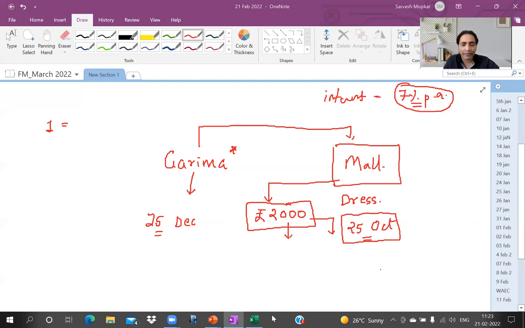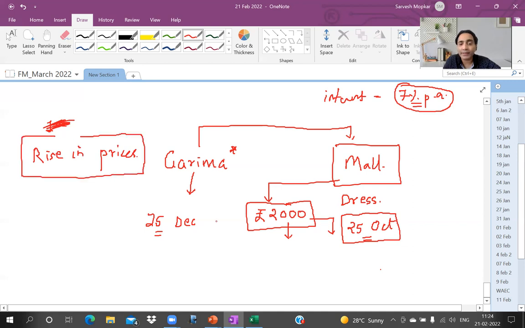No, the dress will be available. Don't worry. The dress will be available. There will be no stock out. Same dress, same brand, same color. Everything will be same. But maybe the price won't be the same. Because it's a party time, right? It's a New Year time. So anything can happen to the price. Maybe discounts can also be offered, or maybe this dress is so popular that demand goes up and prices also go up. Anything can happen to the price. So Garima is worried specifically about a rise in prices. Do you agree? I hope this is clear. She is worried about a rise in prices.